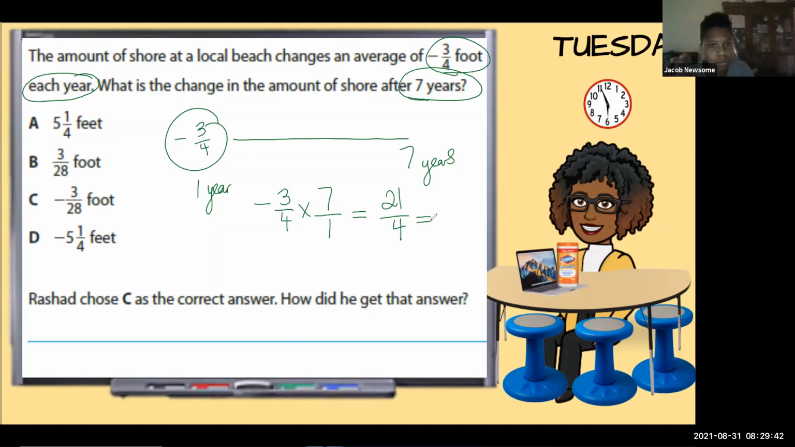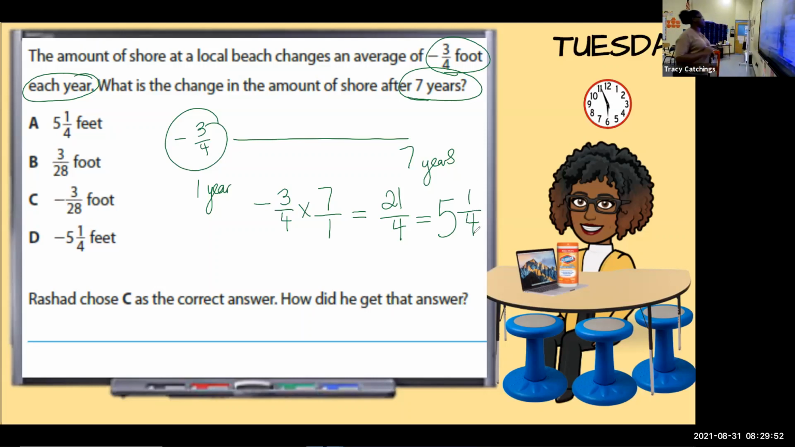5. 5 times 4, 20. Subtract that from 21. 1. Good job. 5 and a 1/4. Would that 5 and 1/4 be positive or would it be negative? Negative. Good job.